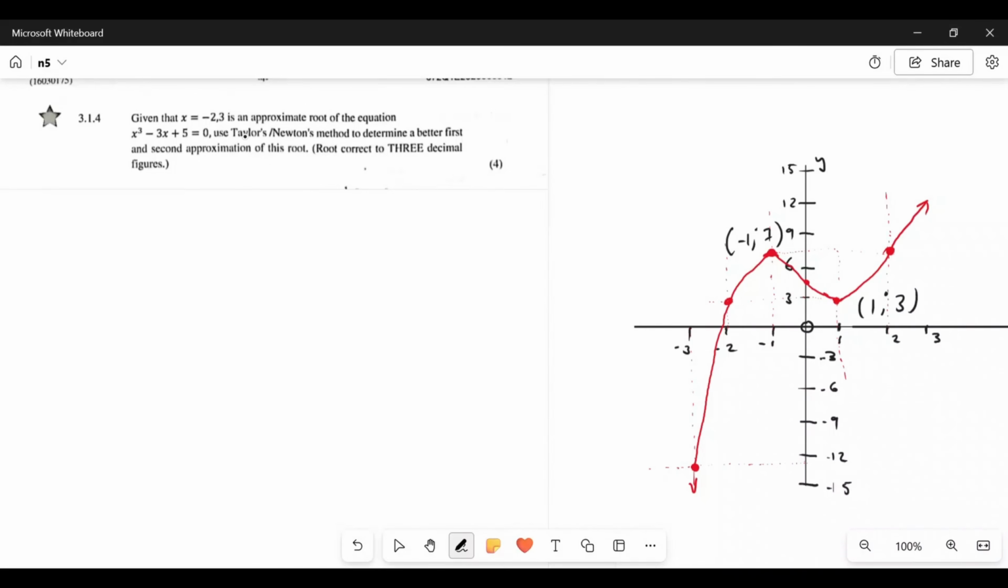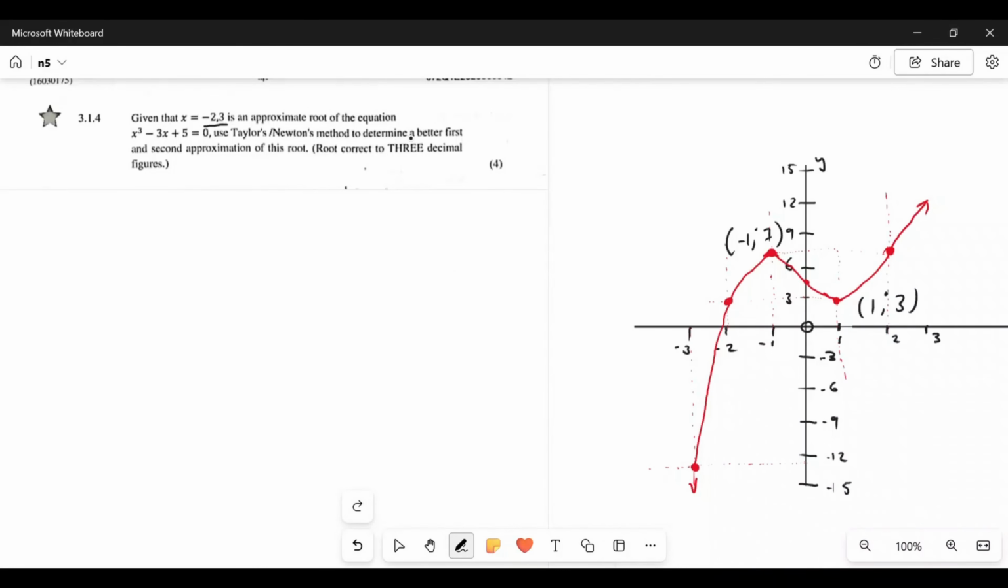Guys, this question here, they want us to use Taylor's method or Newton's method to find the approximate root. So we have already been given this root here, which is negative 2.3. Just in case you don't know what that root is, basically that root is an approximation of the value of the intercept there on our graph. That's the reason why I left this graph here, so that you can know what exactly is happening here. So that negative 2.3 is an approximation of the point there on the x-intercept.